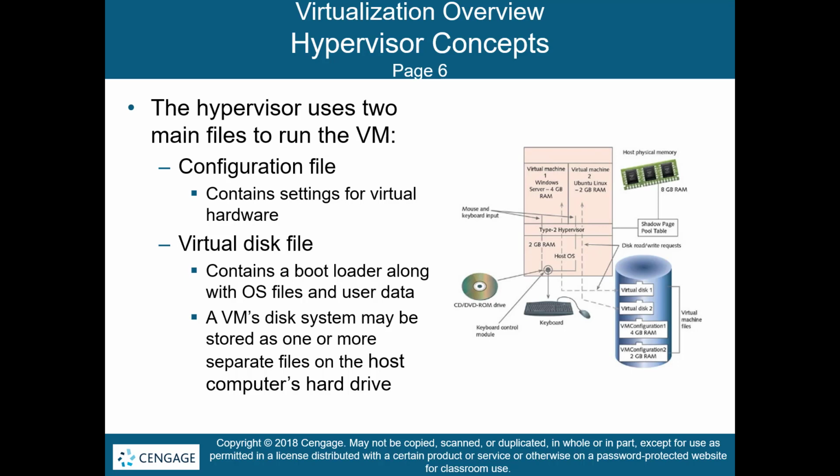In addition to the configuration file, each virtual machine also has a virtual disk file. This file is typically stored on the host computer's hard drive, but looks to the virtual machine as if it's an actual separate drive. The virtual disk file contains a bootloader, along with the operating system files and possibly user data. The virtual machine's disk files may be stored as just a single file, or in some cases you can store the virtual disk as multiple files, which can be handy if you have very large virtual disk files.